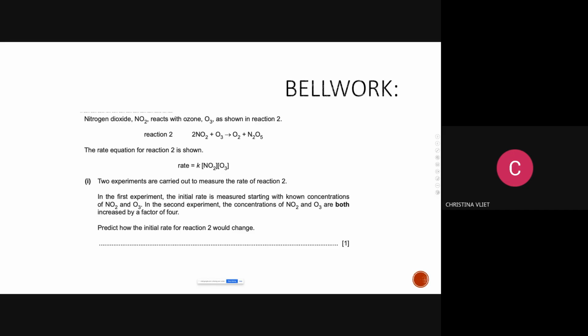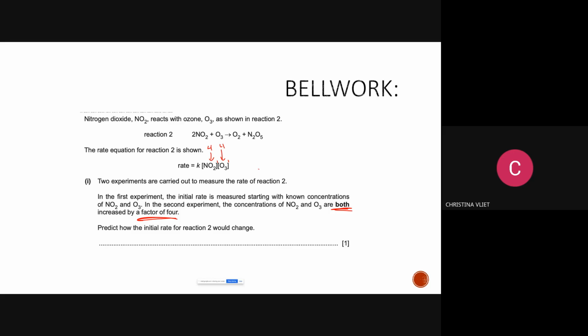And they give you the rate law. If you'll recall, this is called the rate equation. That means they're telling you how much each reactant contributes. And they say, in the first experiment, the initial rate is measured starting with known concentrations. In a second experiment, we increase each of these by a factor of 4. How would that affect the rate? So the way to comprehend it is you would plug the number 4 in for each of the concentrations, because whatever the original is, 4 times that. You plug the number 4 in for both.